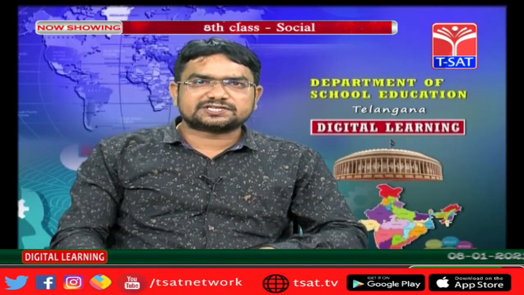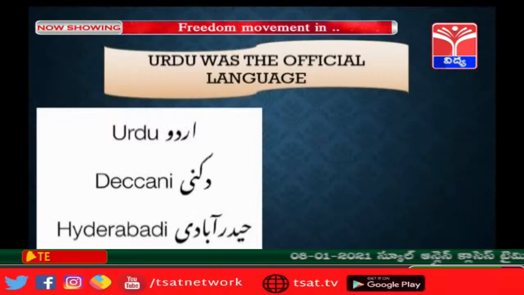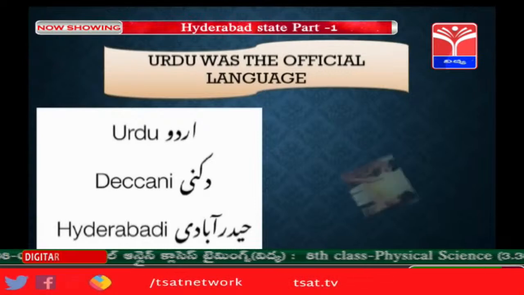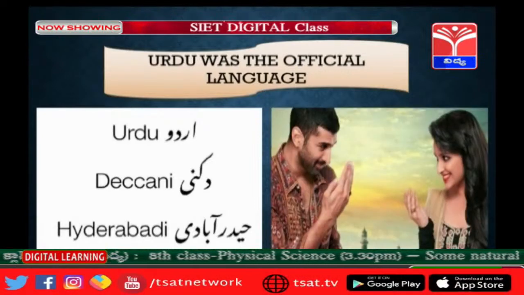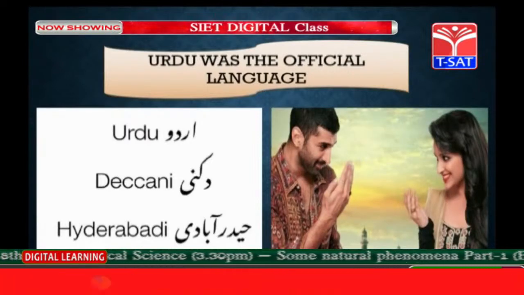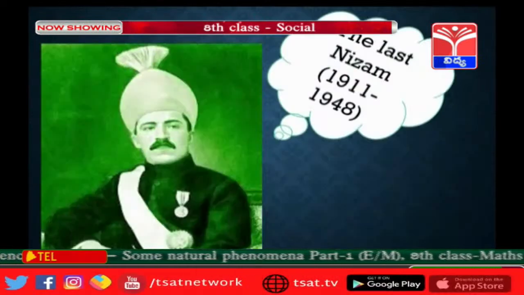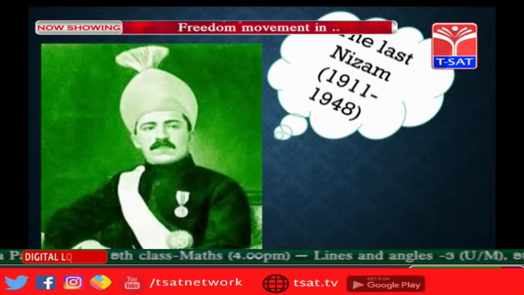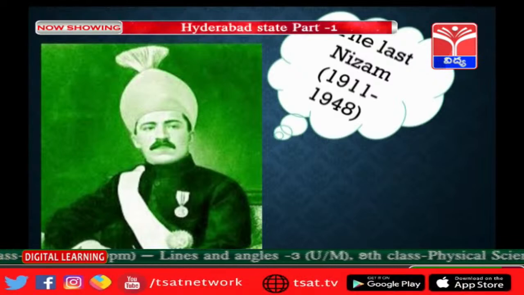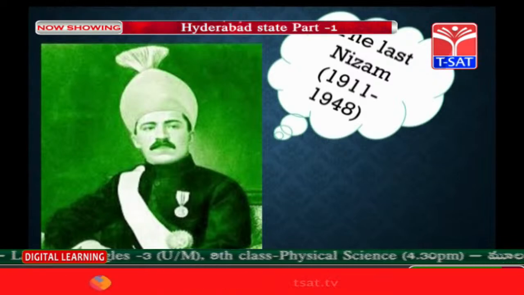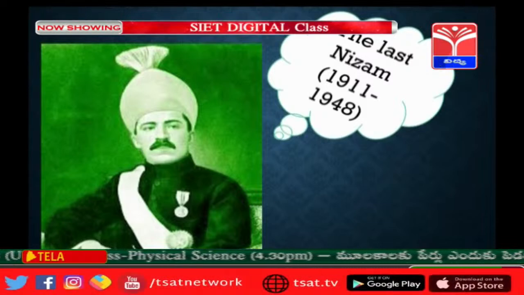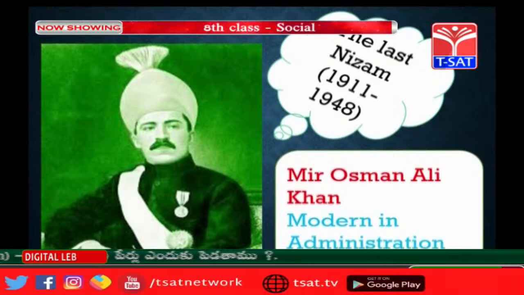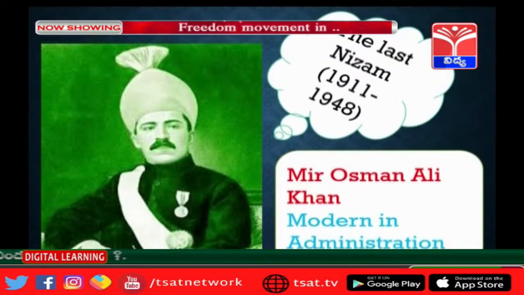Urdu was the official language. Officers and institutions used Urdu, that is Deccani Urdu, called Hyderabadi Urdu, during the time of the Nizams. You can see here the image of the last Nizam, who ruled Hyderabad state from 1911 to 1948. To some extent, Mir Osman Ali Khan was modern in administration.